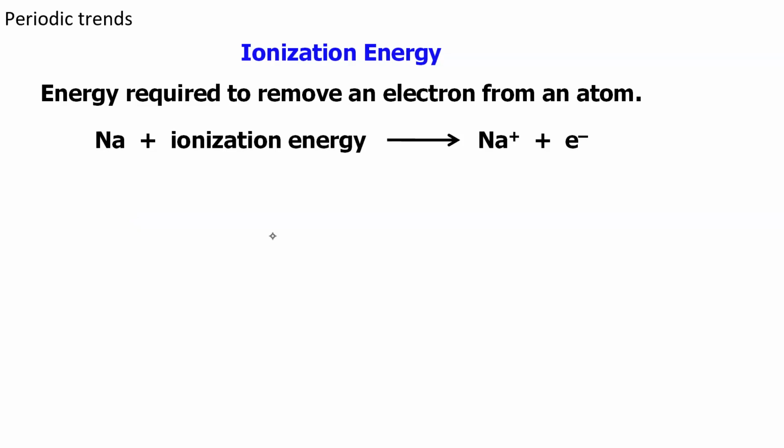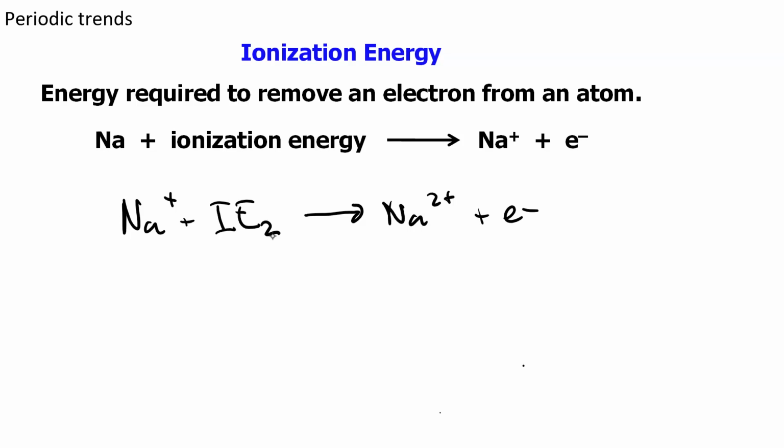If you start out with a sodium ion and you zap it with IE2, this is the second ionization energy, you end up with Na2+ plus a second electron. If you start with Na2+ and you zap it with a third ionization energy, you end up with Na3+ plus a third electron, and so on.